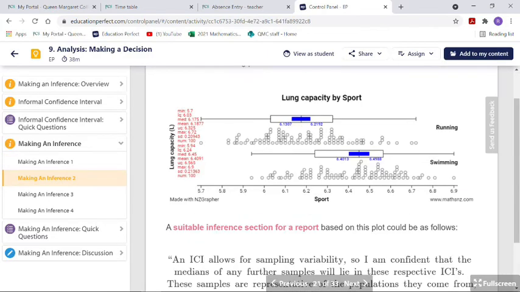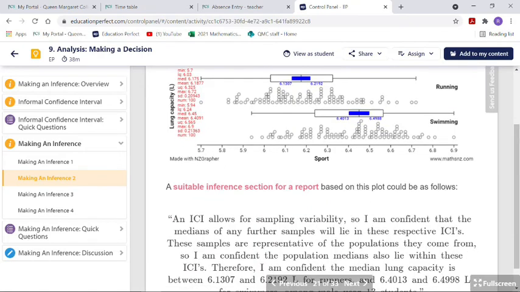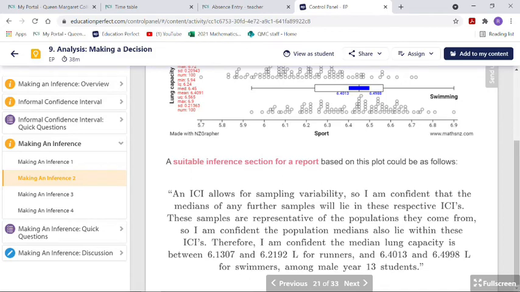So let's look at these. So here we have our 2 values. And we'll just look at the sentence. An ICI allows for sampling variability. Not negotiable. Have to have that. If you don't have that sentence, then your analysis is garbage.